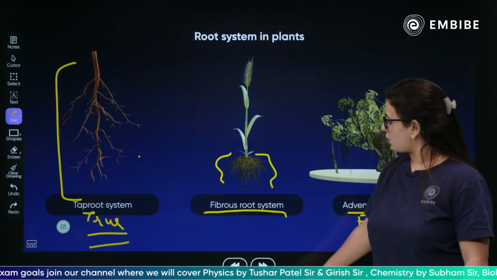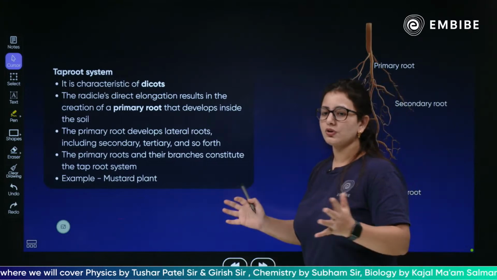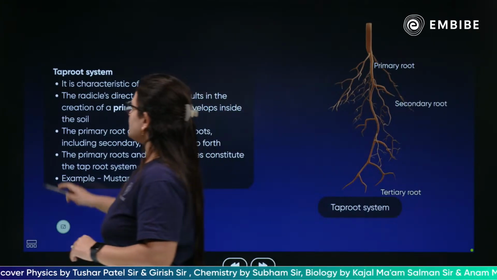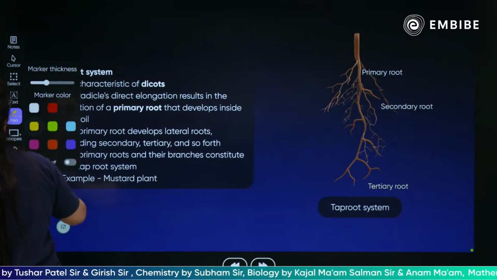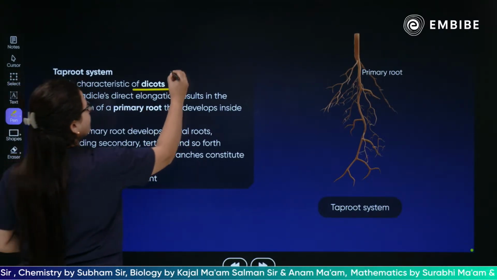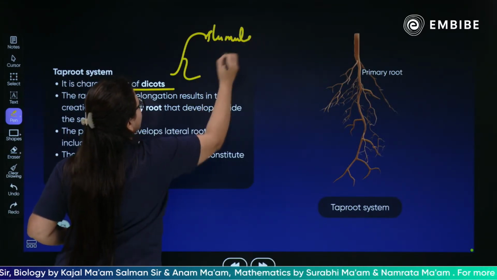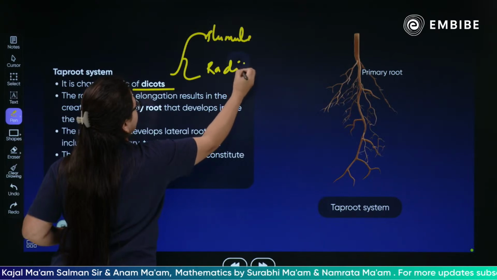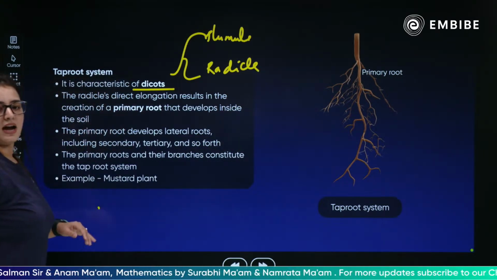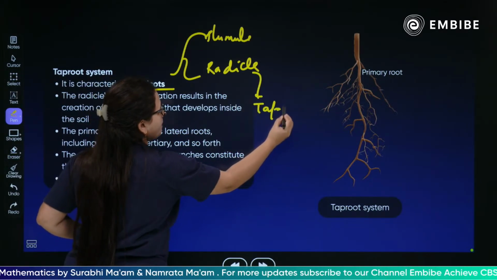Moving forward, next we have the tap root system. That's why I told you we're going to discuss each and every one. One is the tap root system. It is a characteristic of a dicot. Now you know what dicots are. A dicot has a plumule and a radicle. A typical radicle will develop into a true root system, or a tap root system simply.